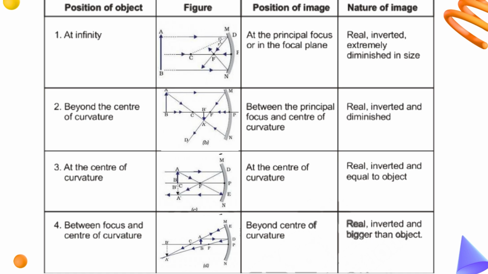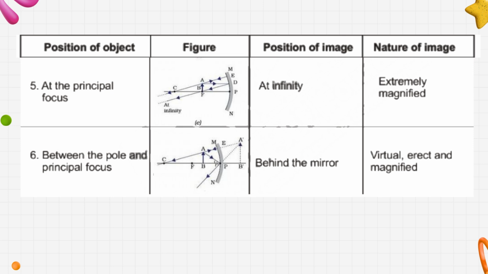The fourth one is in between the focus and the center of curvature. Here the object is in between C and F. Then the reflected rays intersect at a point beyond the center of curvature, and the nature of the image is real, inverted and bigger than the object. The fifth one is the object at the principal focus. The reflected rays will not intersect each other. That is, the position of the image is at infinity, and the nature of the image is extremely magnified. The last position is in between the pole and the principal focus. In this case, the reflected rays will intersect behind the mirror, and the nature of the image is virtual, erect, and magnified.